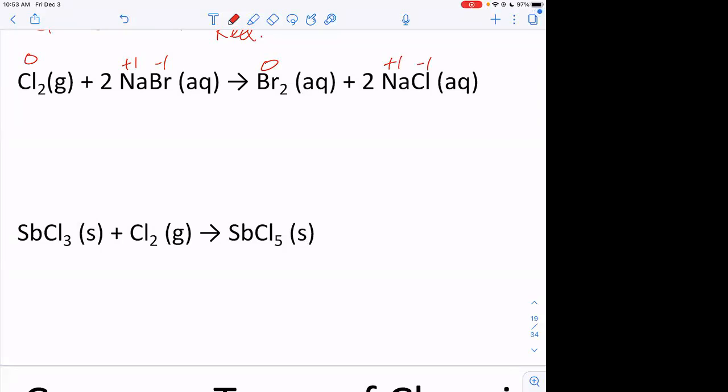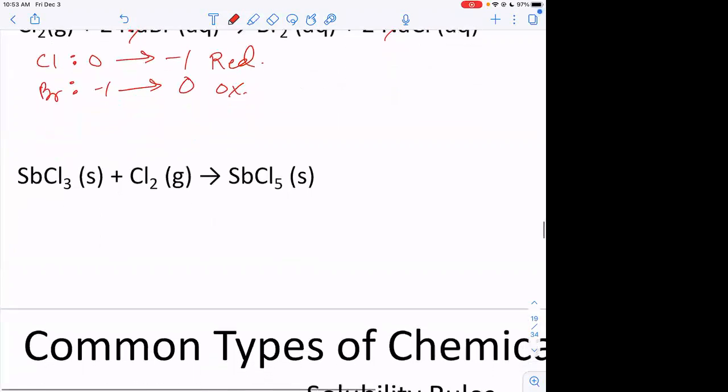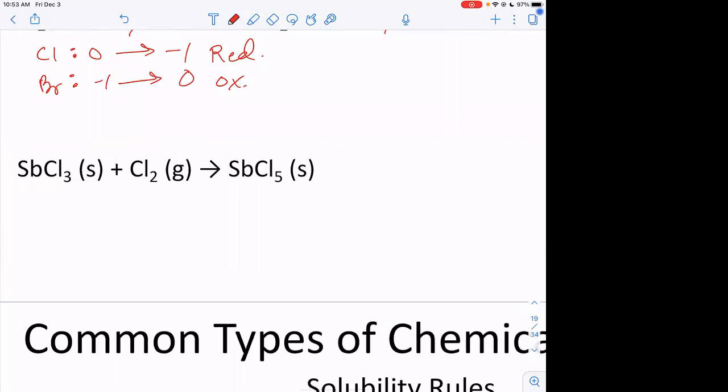Okay, so what's being oxidized, what's being reduced? So chlorine is going from 0 to -1, so that's reduction. Sodium doesn't change, so I don't really care about sodium here. But bromine is going from -1 to 0, and that's oxidation. Okay, now somebody, Alicia, you're saying what? Did you give?